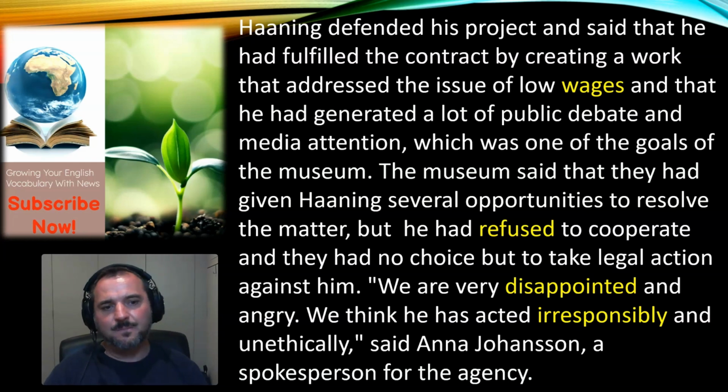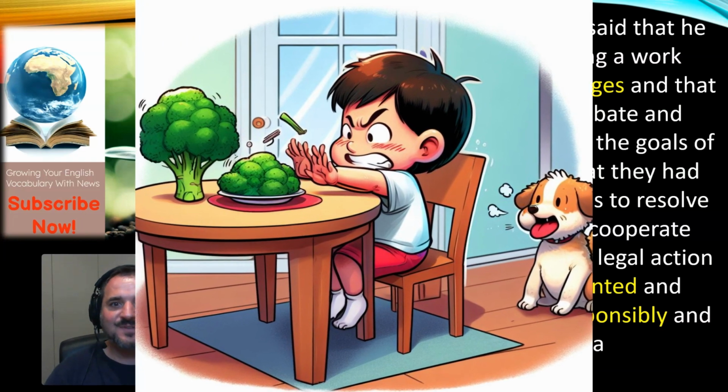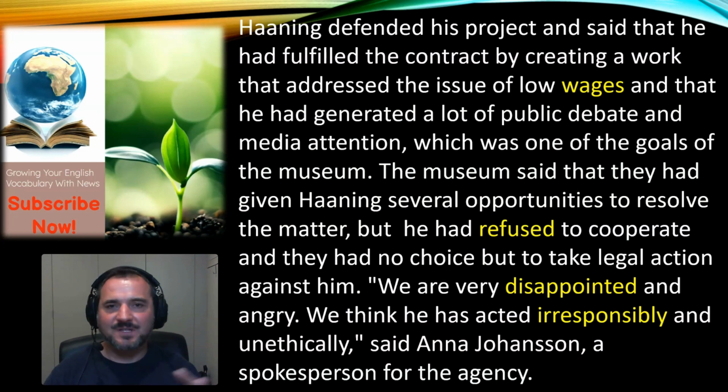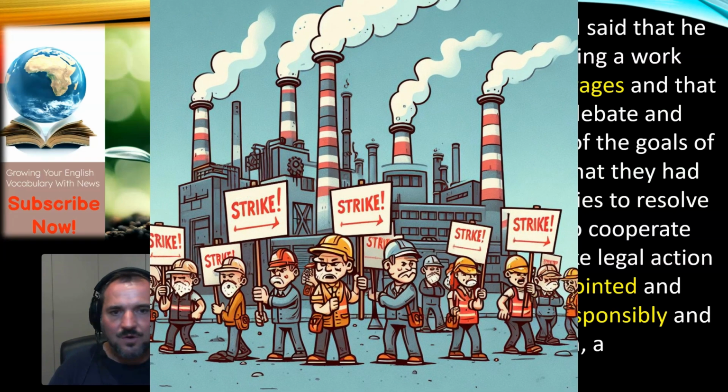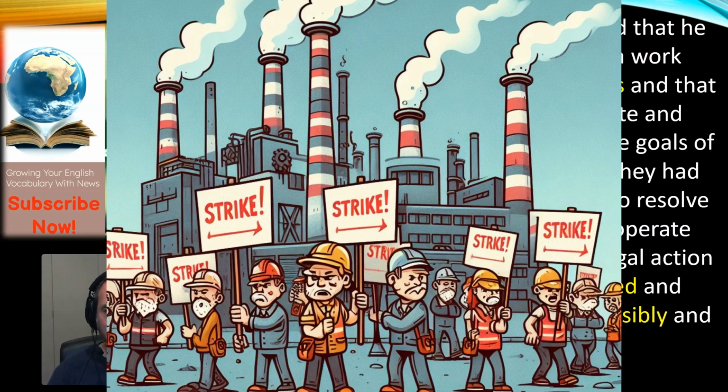It can also mean that somebody is showing opposition to a particular action or a lack of compliance. So, for example, a child will often refuse to eat their vegetables, even though the parents beg them to. Perhaps in a work environment, the workers are refusing to accept a new contract, and that might lead to some industrial action, like a strike.